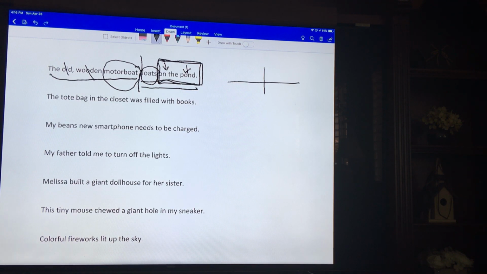And remember, when we separate our subject from our predicate, this line has to go all the way through. It can't stop like this, because if it does, that's something else, so we can't do that. So when we diagram it, we always put the noun, the simple subject, on the left-hand side. So the motorboat, what did the motorboat do? It floats. Got it? Okay, one more.